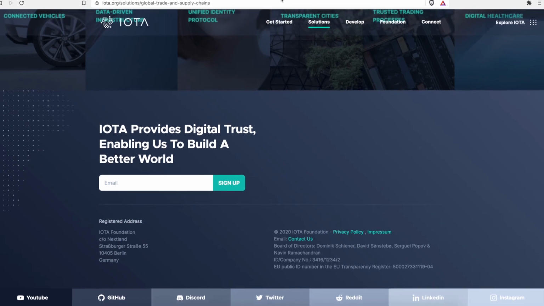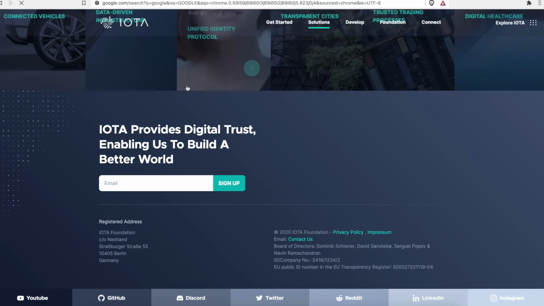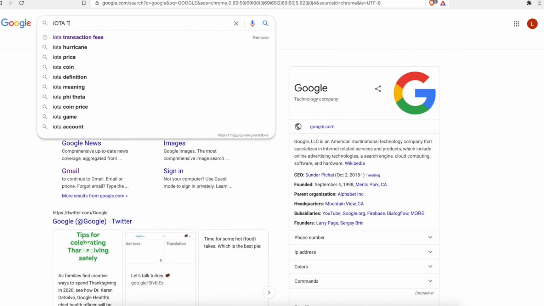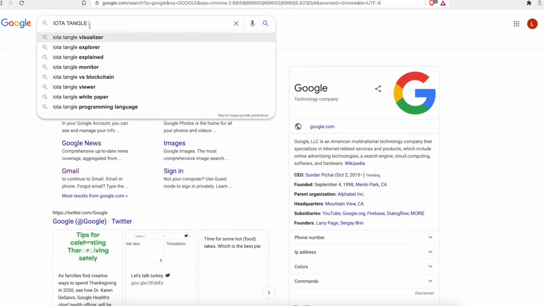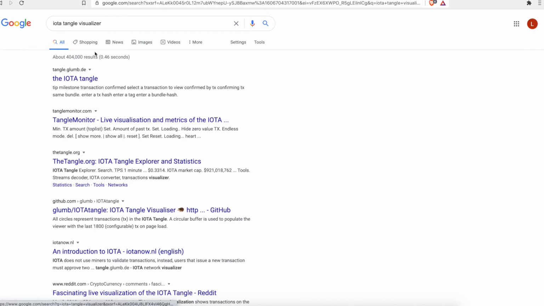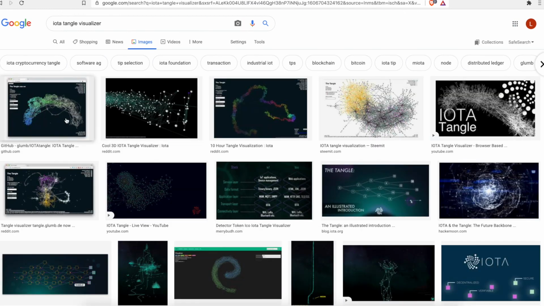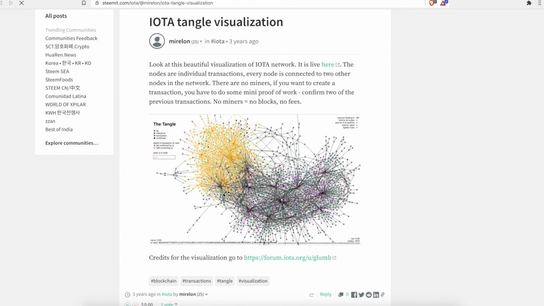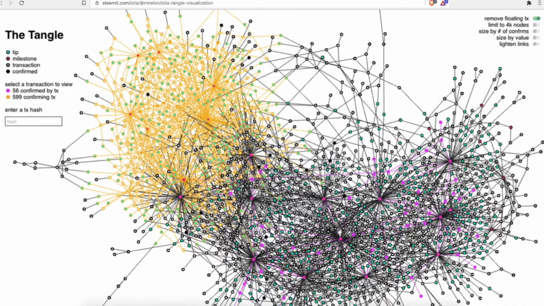Where is the tangle? So let's see. I'm going to show you an IOTA tangle visualizer. So this is what the tangle would look like. So yeah, here, this is a good example. It's pretty brutal looking, but you guys can kind of see the concept.